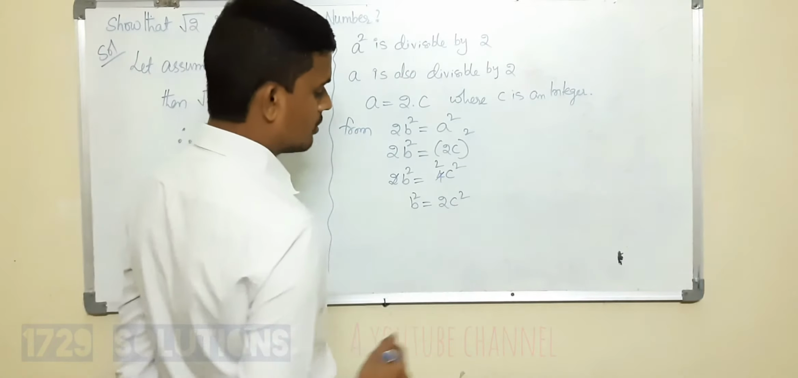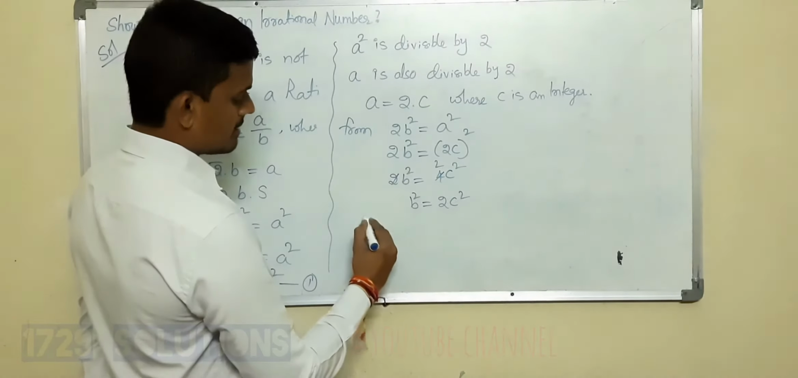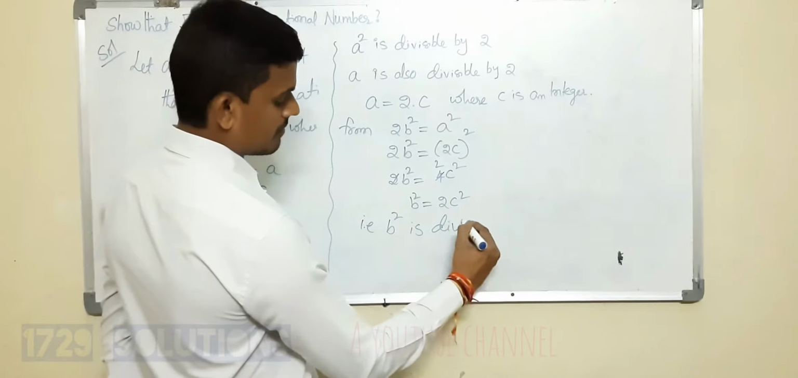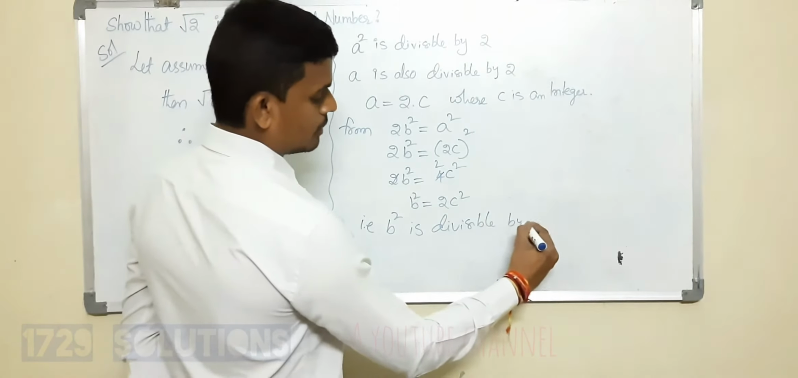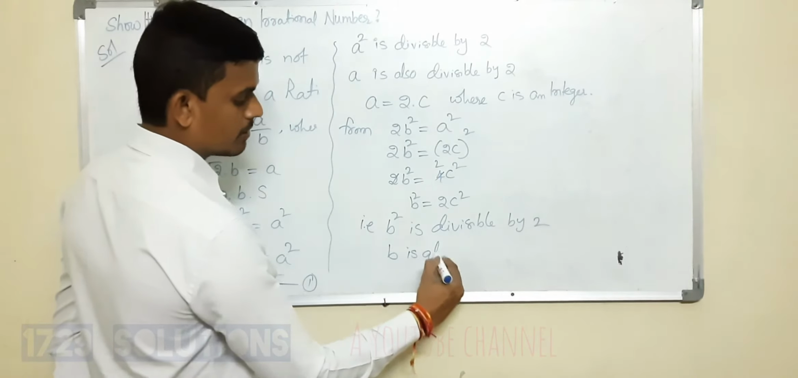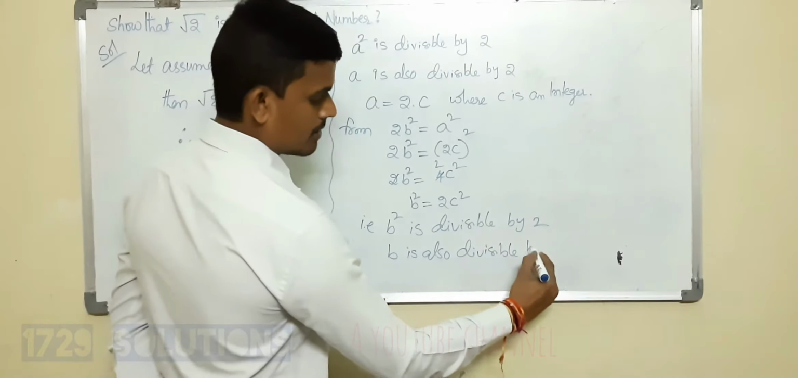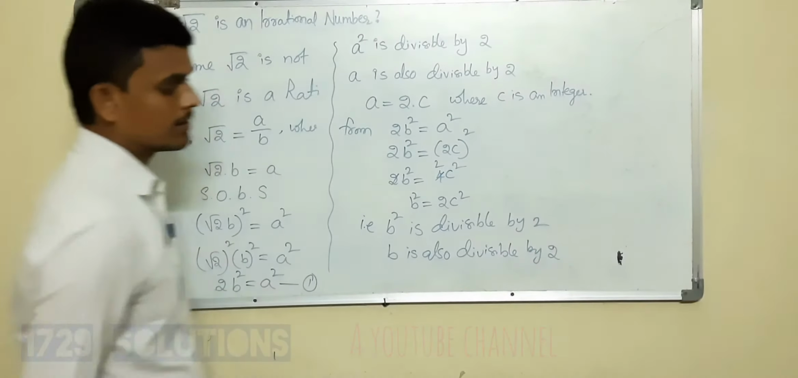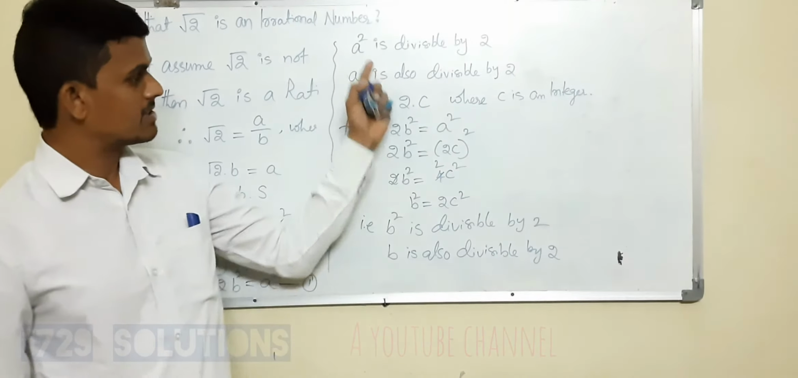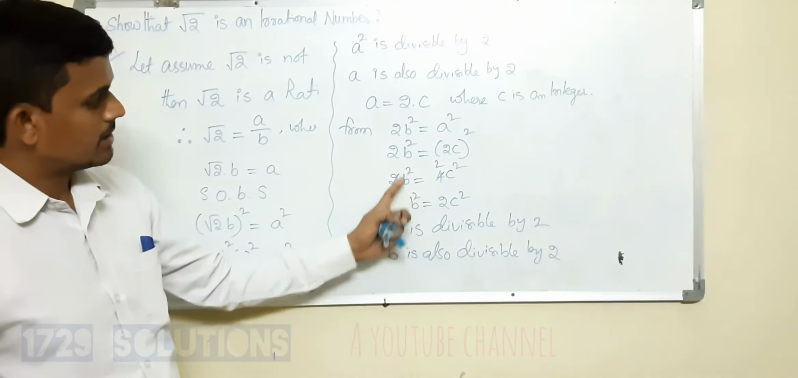Now again we got one more piece of information, same as before. So what is the meaning here? That is, b² is divisible by 2. If b² is divisible by 2, b is also divisible by 2. Clear up to here? See this process. The same way we applied it for a² and b². Remember that this is very important.